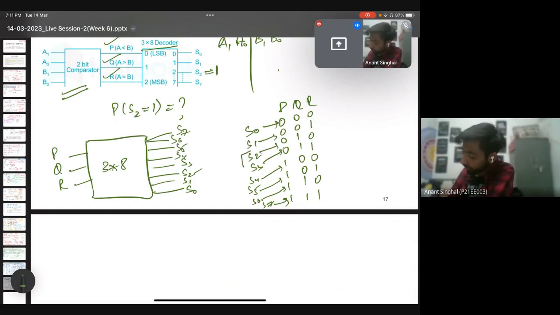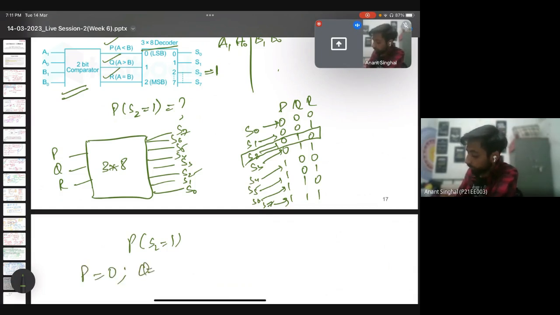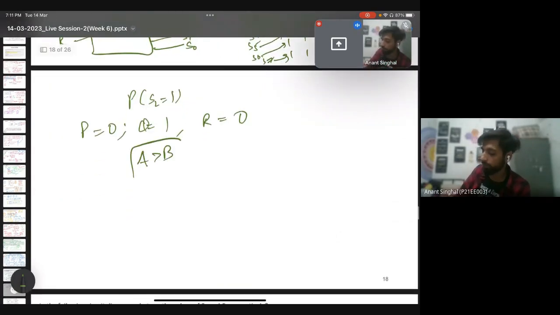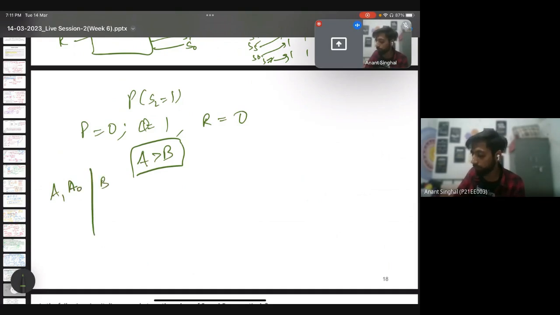So it is saying that when S2 equals to 1, what is the probability? S2 is 1 when P is equal to 0, Q is equal to 1, and then R equals to 0. And we know that Q is what? A greater than B. So we know that for a 2-bit, we have covered it in the last question only.